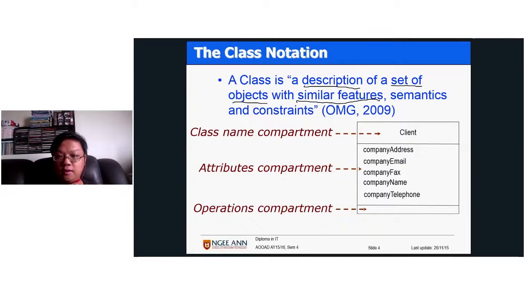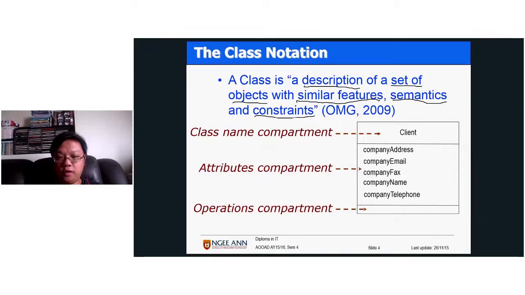semantics. Semantics basically means the ways that you describe it. In this case, all clients are going to have a company address, a company email, and so on, and they also have similar constraints. So if a client must have exactly one employee handling him, then all clients will have exactly one employee.